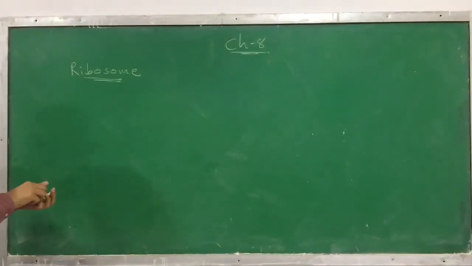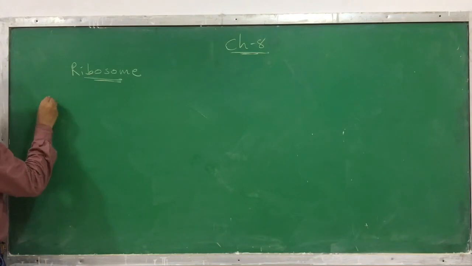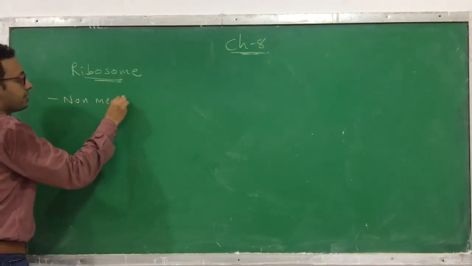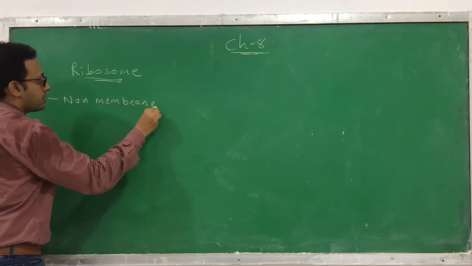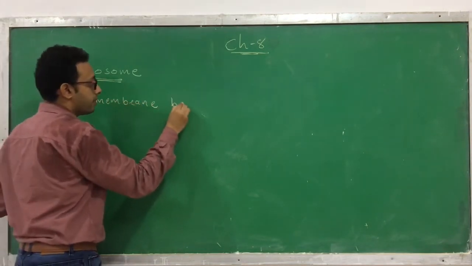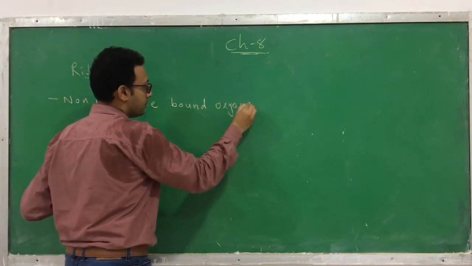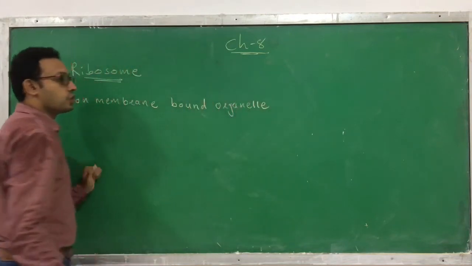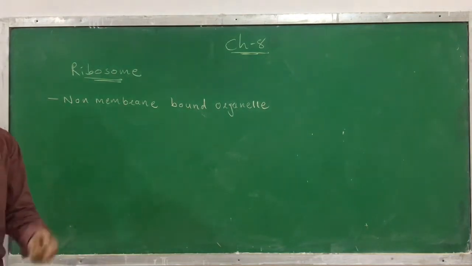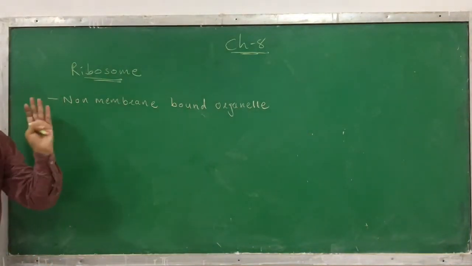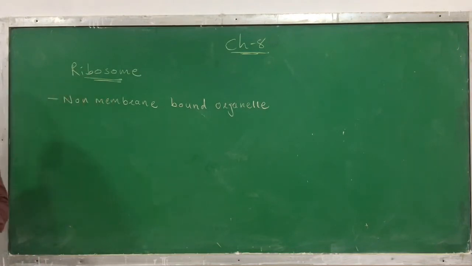See, the ribosome is a non-membrane bound organelle, which means it is not covered by a membrane. That's why it is present in both eukaryotic and prokaryotic cells. The ribosome of the prokaryotic cell we have already discussed. Here we are discussing the ribosome that is present in a eukaryotic cell.